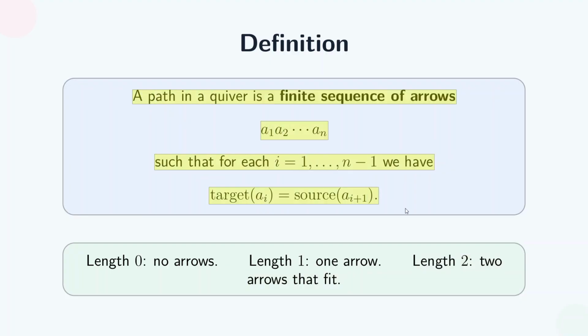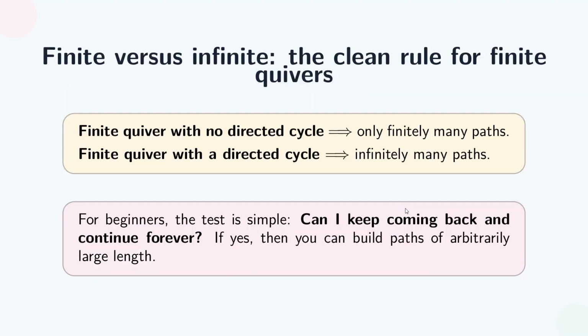Now let us gather the main rule for finite quivers. There is a very clean dividing line. If a finite quiver has no directed cycle, then it has only finitely many paths. But if a finite quiver does have a directed cycle, then it has infinitely many paths. This is one of the most important takeaways of the whole lesson.